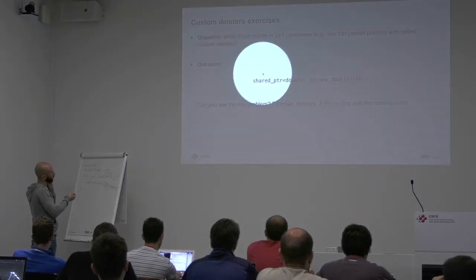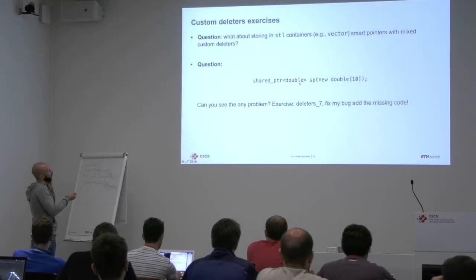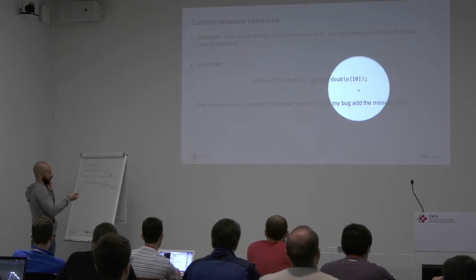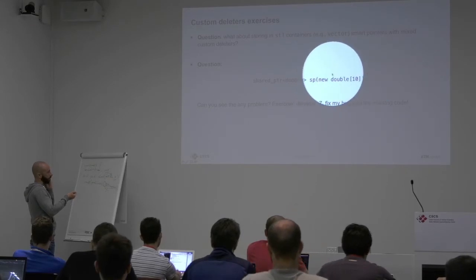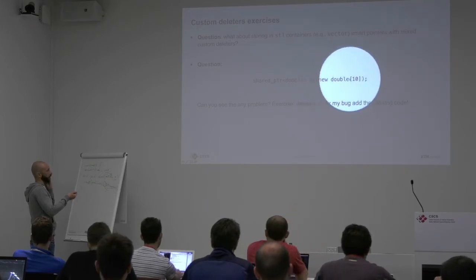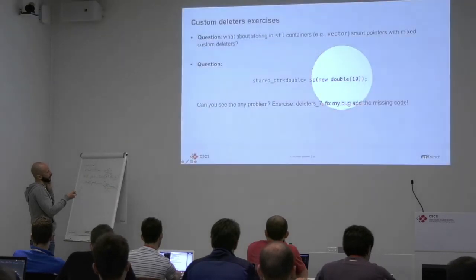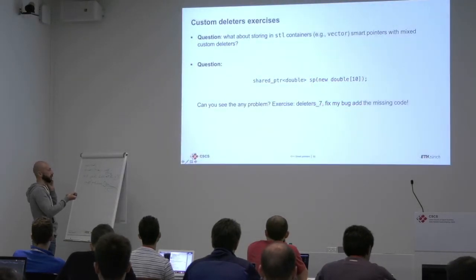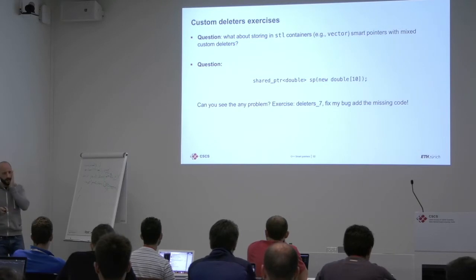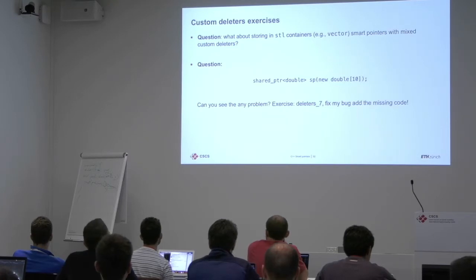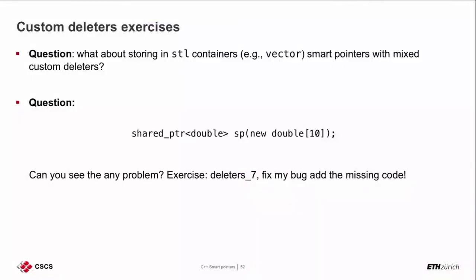So I have a shared pointer to double, and I provide to the constructor of the shared pointer a new pointer. This works. The problem here is that I'm creating a shared pointer that points to an array. And again, this one is left as an exercise. And the question is, what's wrong with this one? If anybody has an idea right now, otherwise I will go on and then we will try to answer this question in the exercise.